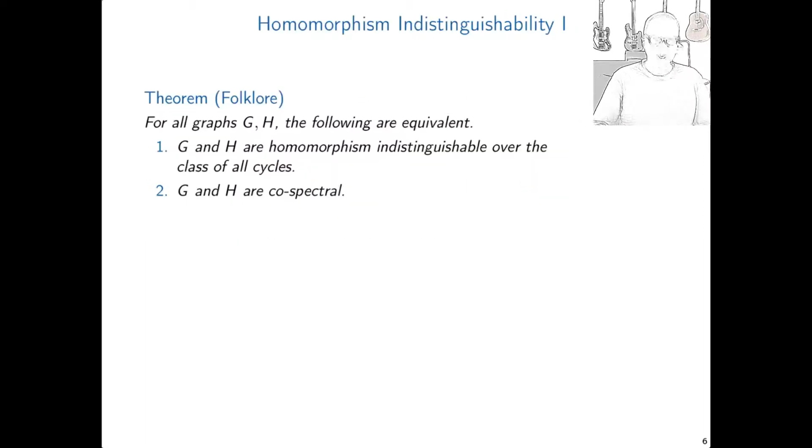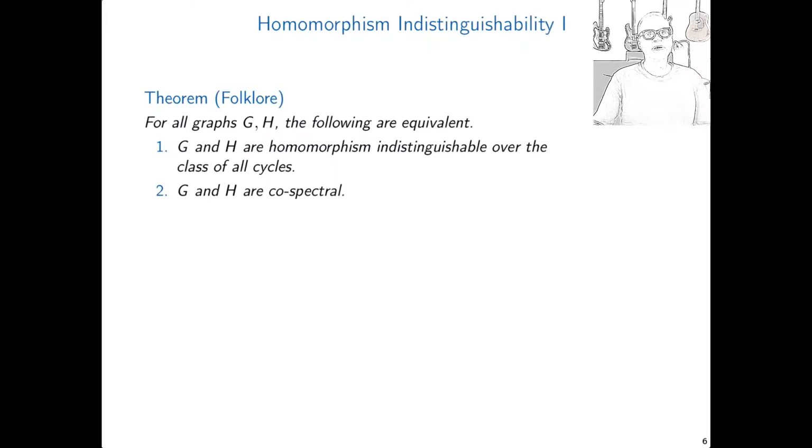So now let's move on, and let me tell you a list of very nice results about homomorphism indistinguishability, many of which have only surfaced quite recently. The first one is an old result, although phrased in a way that is slightly unusual. For all graphs G and H, the following are equivalent. G and H are homomorphism indistinguishable over the class of all cycles if and only if they are co-spectral. So that means their adjacency matrices have the same multiset of eigenvalues.